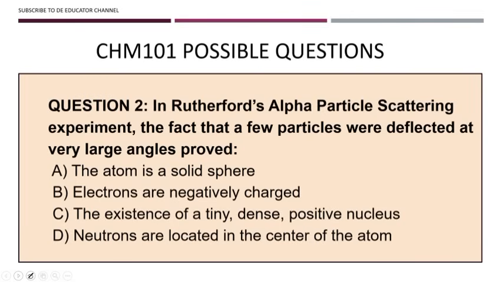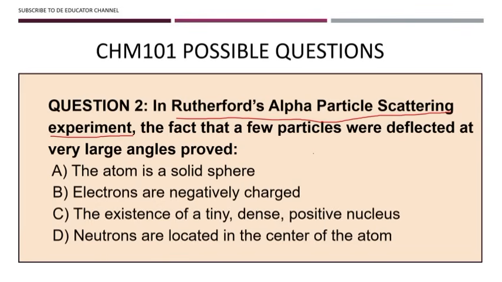Question 2. In Rutherford alpha particle scattering experiment, this is another area of concentration that you must take note of when it comes to atoms and molecules, the experiments that were conducted. In Rutherford alpha particle scattering experiment, the fact that a few particles were deflected at very large angles proved. So let me tell you the experiment and then we answer the question. So this is what happened.